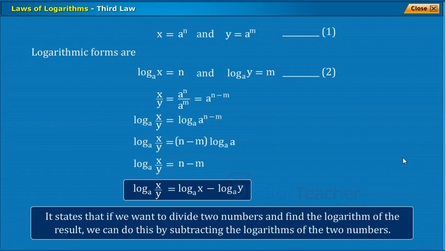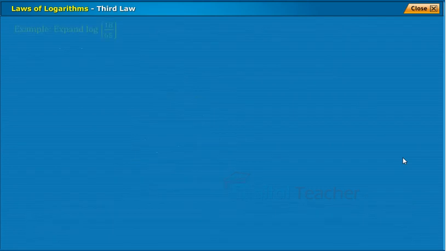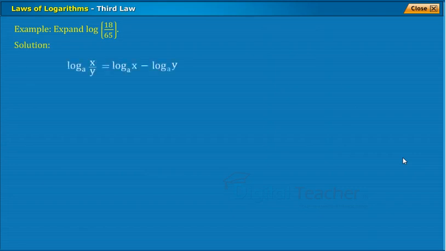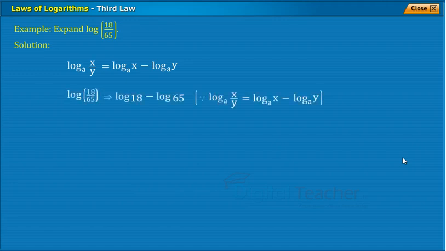Let us solve an example problem based on third law of logarithm. Example: expand log 18 by 65. The solution is as follows. As we know, log x by y to the base a is equal to log x to the base a minus log y to the base a. So we write the given expression as log 18 minus log 65.